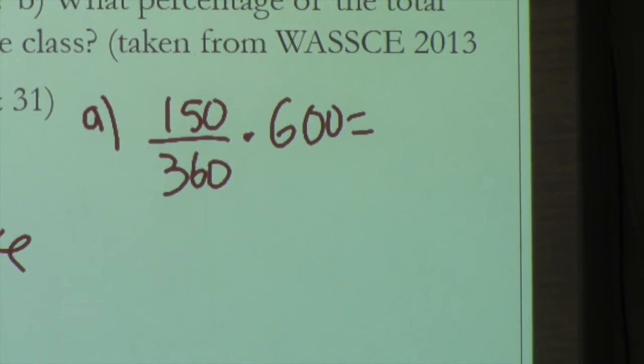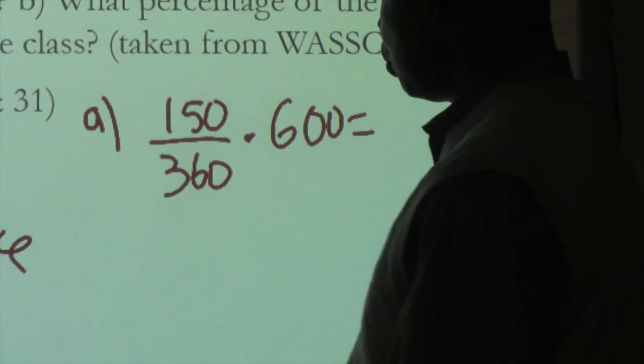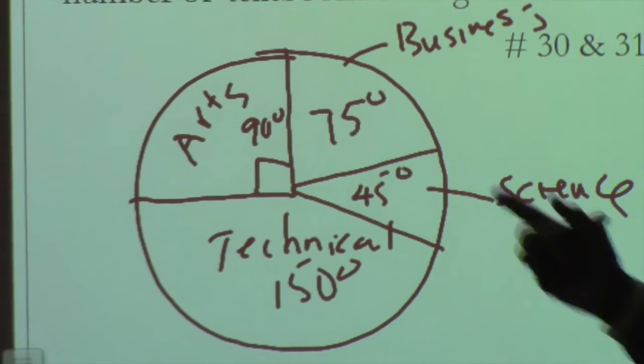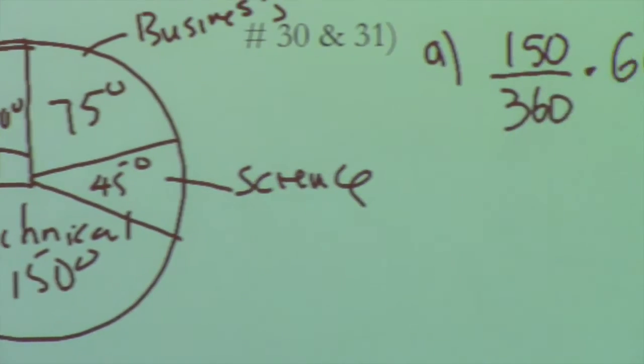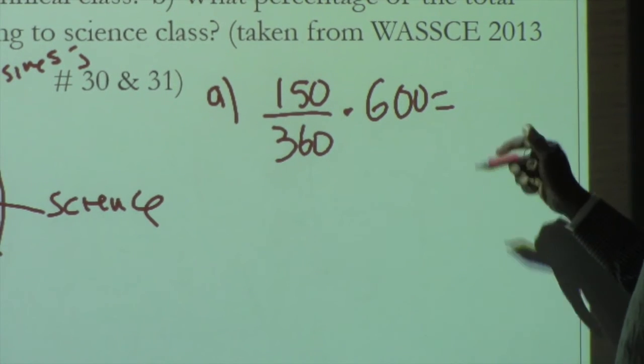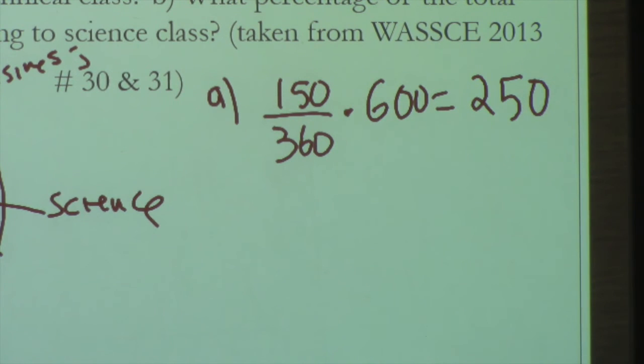Now, first of all, they did not give us 150 in this problem, correct? They did not give it to us. So we had to compute 150. What we did was 45 plus 75 plus 90, subtract that from 360, correct? Subtracted that. So now we divide this, and then we're going to see that it's going to give us what? 250 what? So the number of textbooks that went to the technical class was 250.